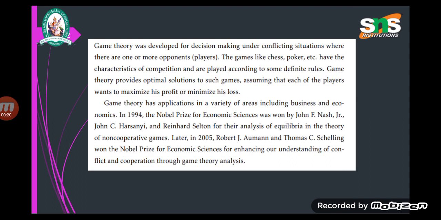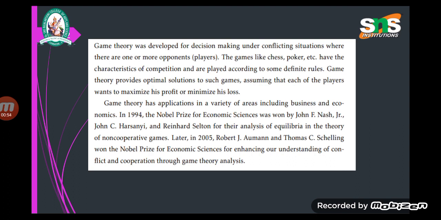Game theory was developed for decision making under conflicting situations where there are one or more opponents. Opponents in the sense of players. In games like chess we have opponents. The characteristics of the competitions are that they are played according to some definite rules. For chess, there will be particular rules. For kabaddi, kho-kho, there will be particular rules. We have to play a game according to those rules only.